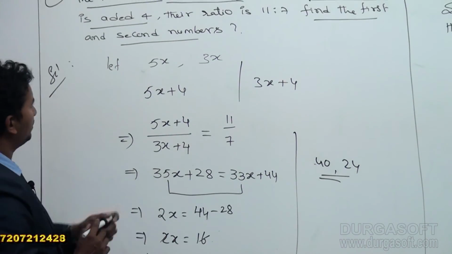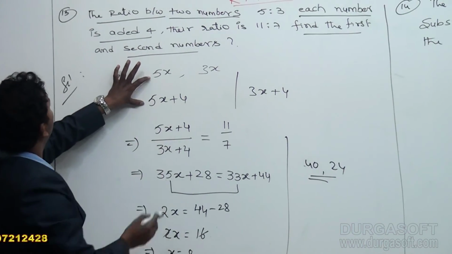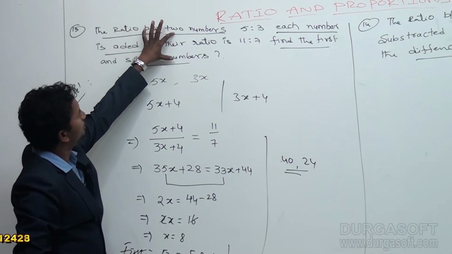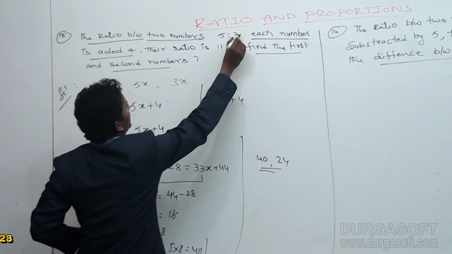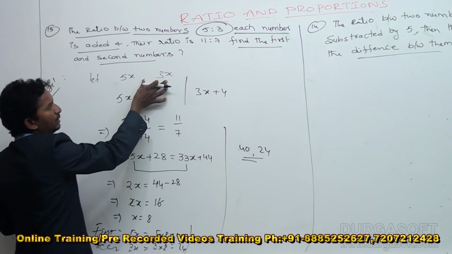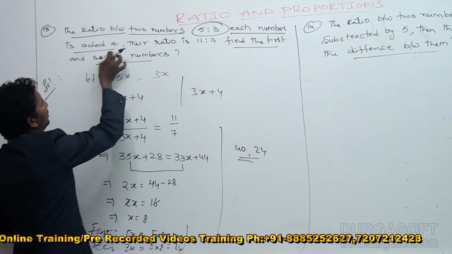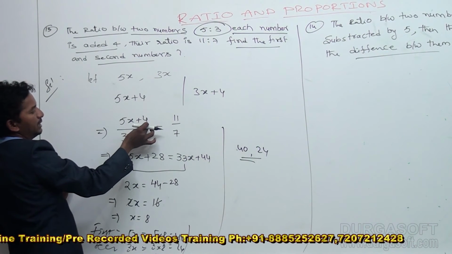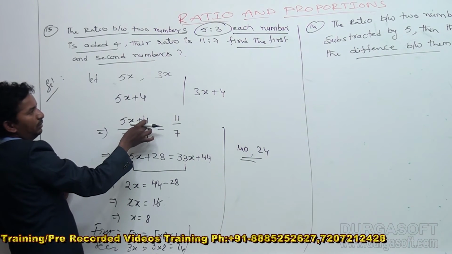Now the same problem: the ratio between two numbers. I am taking the two numbers as 5:3. This is 5:3, so 5x and 3x. The two numbers, each number is added, each number is added nothing but like this, 4.